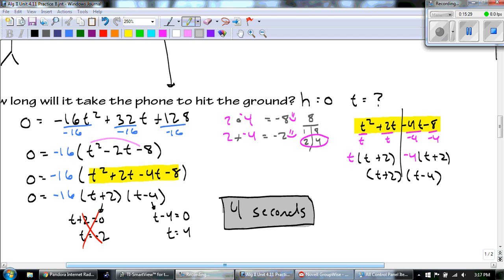Okay? All right, well, that's going to be it for the front side. Video number 2 will be all on the back side.